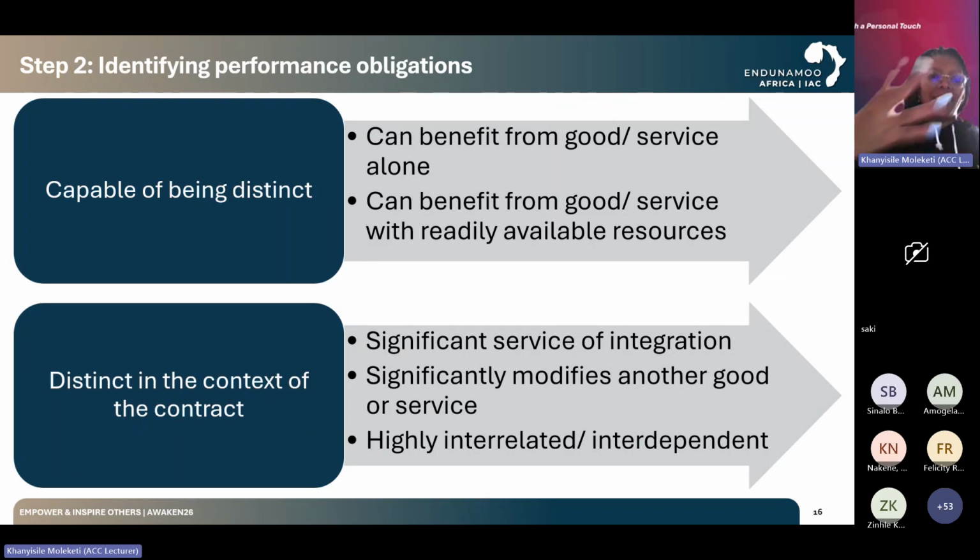All right? We can deliver and the customer is not left waiting on us, not left waiting for other parts in the contract before they can use this part. Okay. So there are 2 parts to get there. All right. First part is that it's capable of being distinct. So this looks at the customer perspective. So this is saying the customer is able to benefit from the good or service alone.